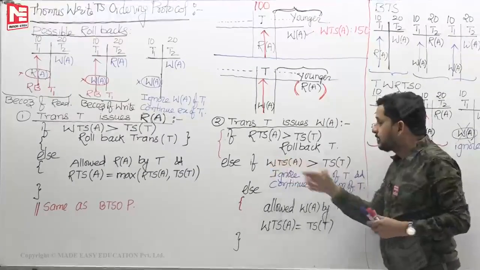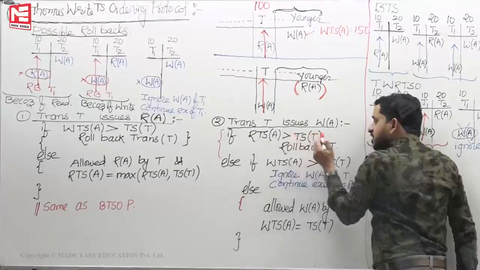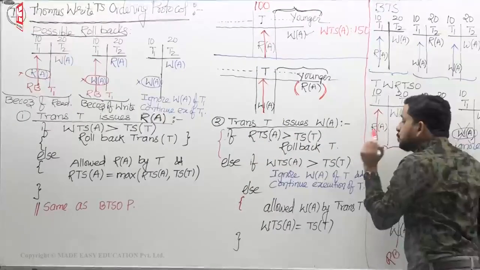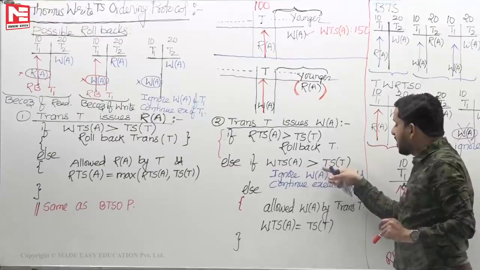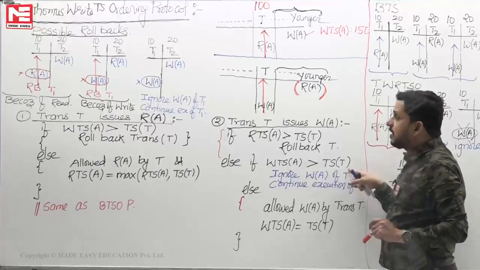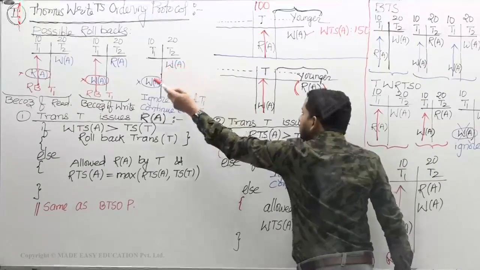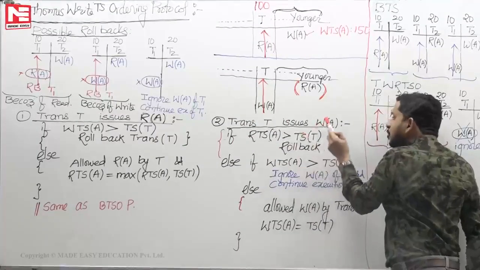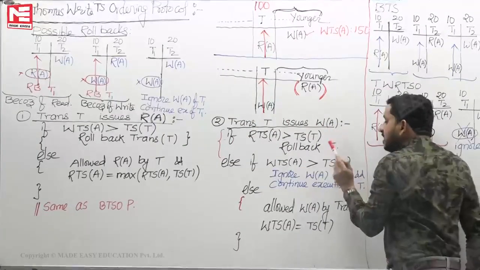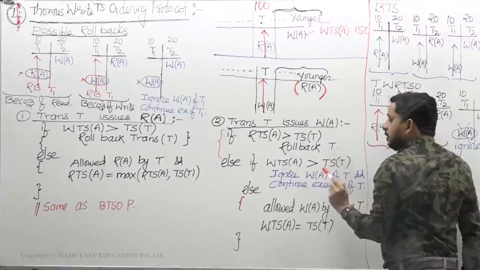Now the second, the else part I have written. The else part means the first condition is false and the second condition should be true. And what is the second condition? The write timestamp value of A is greater than the transaction timestamp value of T. It means the younger has done the write, then the older requests for write. The younger already did the write, now T is requesting for write. In that case, ignore it. Ignore the write. So, got it.